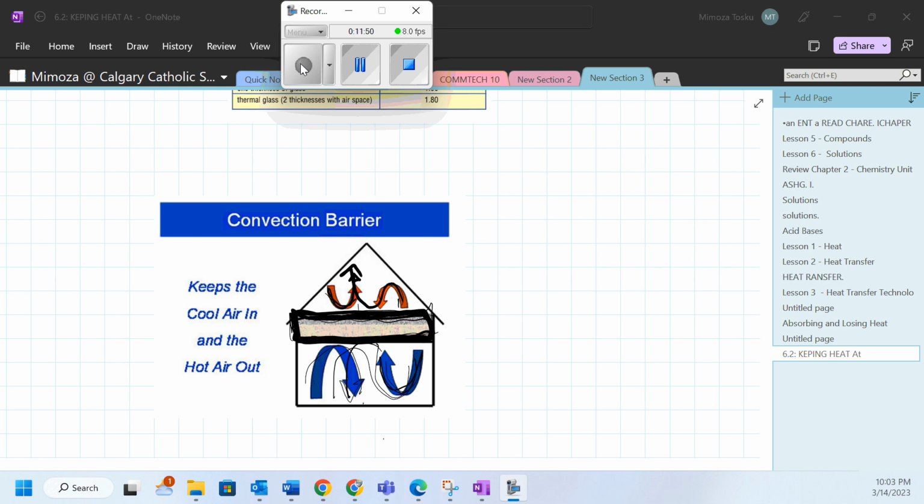This concludes 6.2, and what I recommend you work on is to check your understanding in your textbook on page 119 and go over those questions. So go to page 119 and complete the check your understanding.